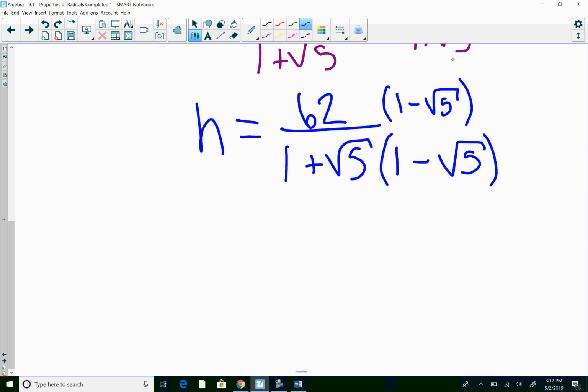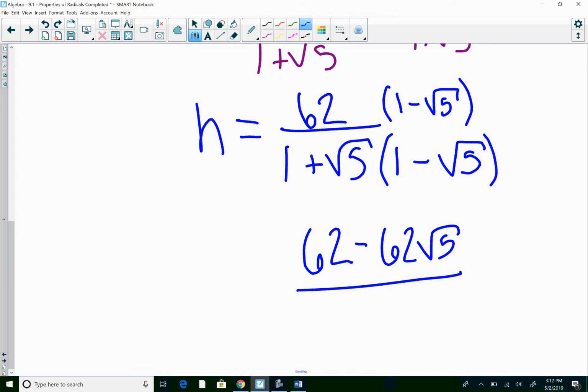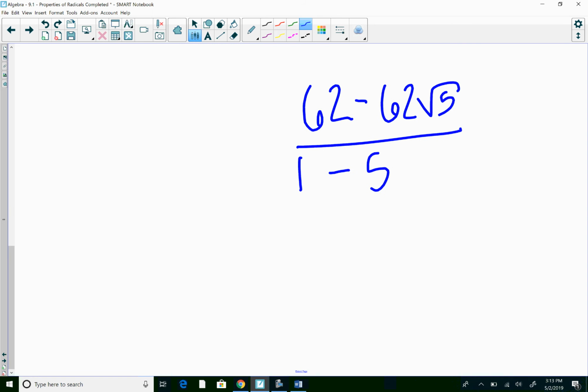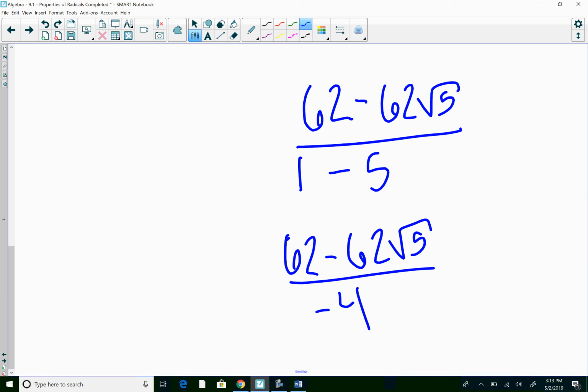Okay? So then this numerator is going to turn into 62 minus 62 root 5. And then your denominator is going to turn into, okay, so firsts are going to be 1. Insides, outsides, those are going to end up canceling each other out. And then lasts will be 5. Okay, so now let's take this right here and let's simplify. So you've got 62 minus 62 root 5 all over negative 4.